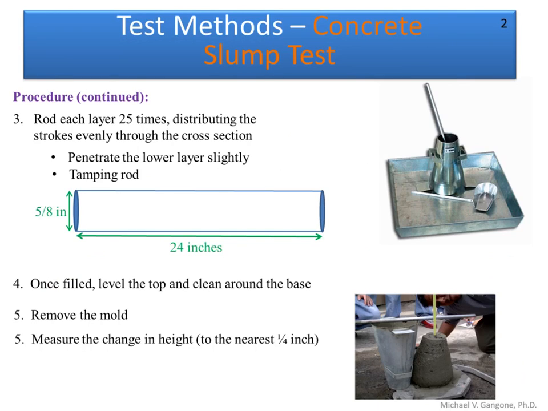All right, I've mentioned this already. We're taking our cone and rodding it with a specified rod per ASTM standards, each layer 25 times. Once it's filled, we remove the concrete from the base, remove the mold over about 5 seconds or so, and we measure the slump as you see here to the nearest quarter of an inch.